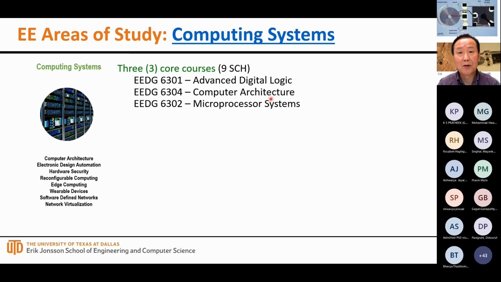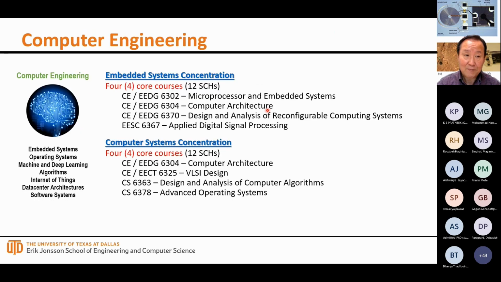The last concentration I want to talk about is computing systems in EE. Computing systems has 3 core courses: advanced digital logic, computer architecture, and microprocessor systems. So those are the 5 concentrations in electrical engineering.